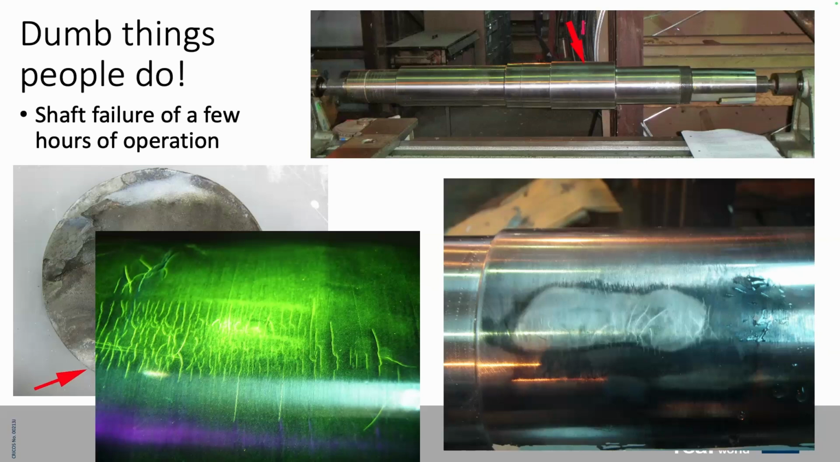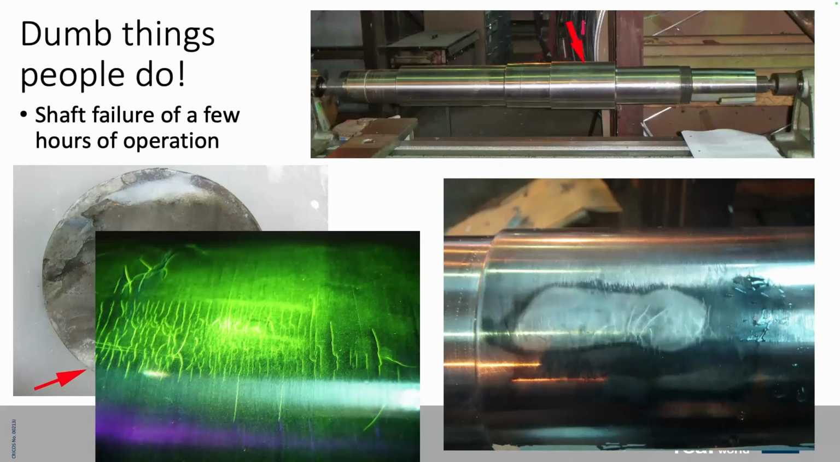This was an example of stupid things people do. What I think had happened was that when they heat treated this shaft, they didn't check the distortion, and it was distorted when it came out of the heat treatment bath. And this was heat treated and nitrided. The guys then discovered right at the very end that it was distorted.